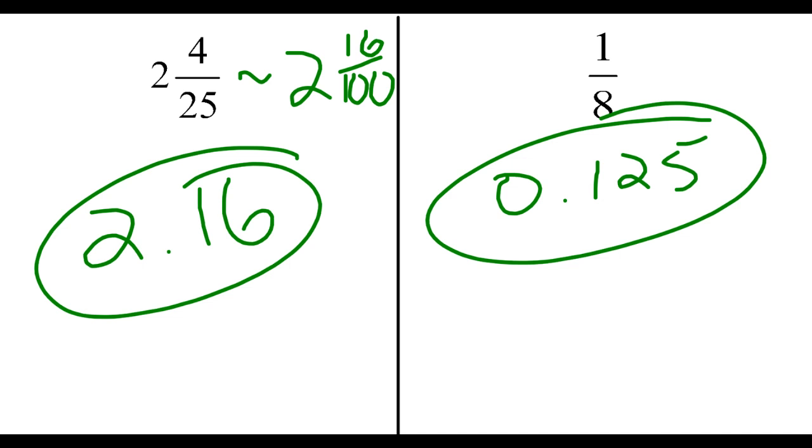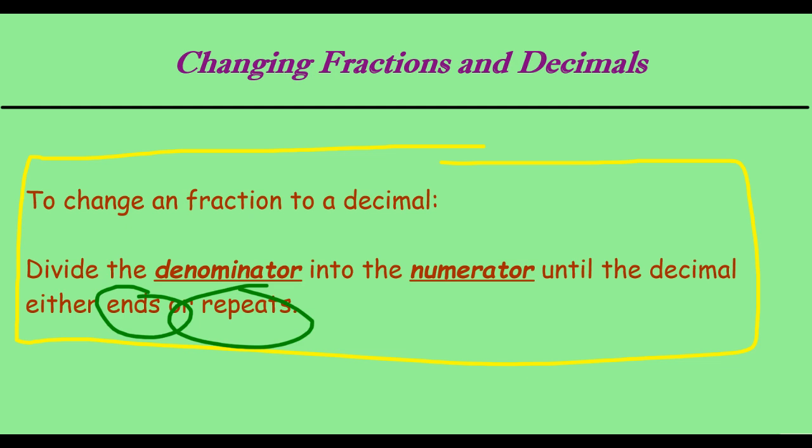So the process for converting a fraction to a decimal is simply one word: divide. Divide the denominator into the numerator. We read top to bottom, so numerator divided by denominator, until the decimal either ends or repeats.